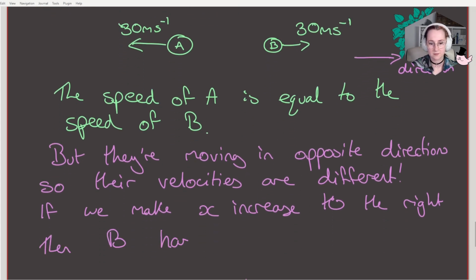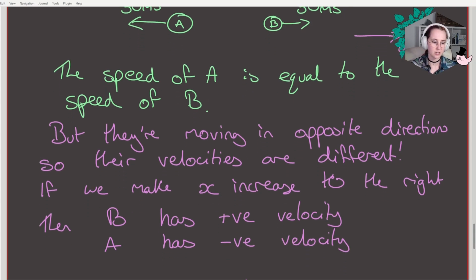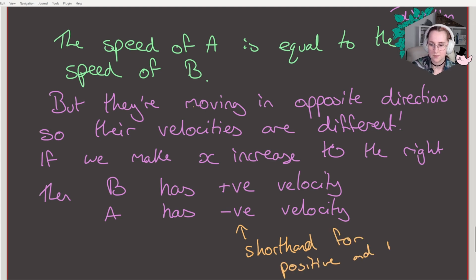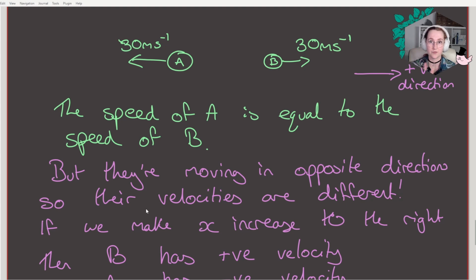Then B has positive velocity and A has negative velocity. I'm going to probably use that notation quite a lot, the sort of like plus V. And I need a third color. What's a good third color? Orange. Shorthand, just because I'm probably going to do it a lot, I'm just going to put that in there. Yeah, so one has positive velocity, one has negative velocity, because we've defined a direction, right?